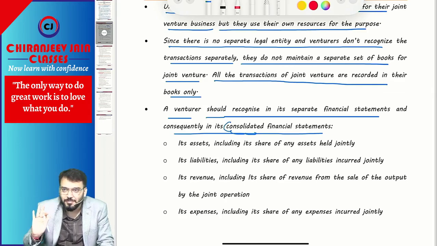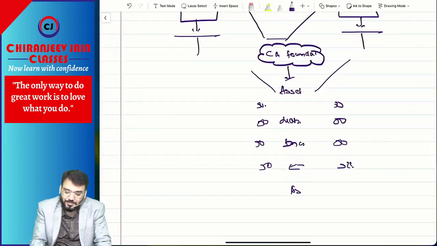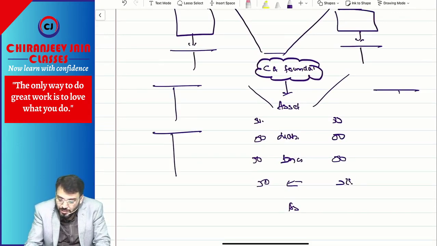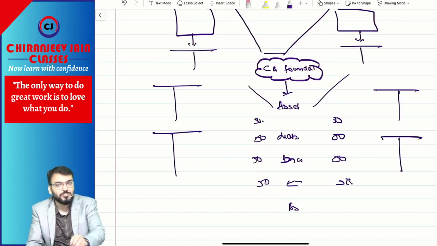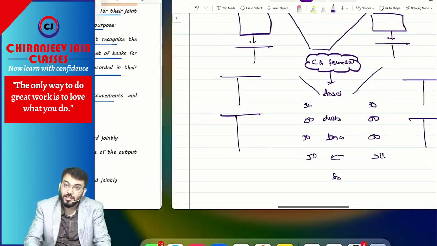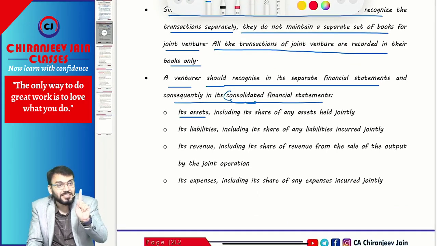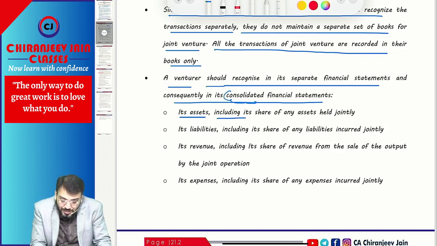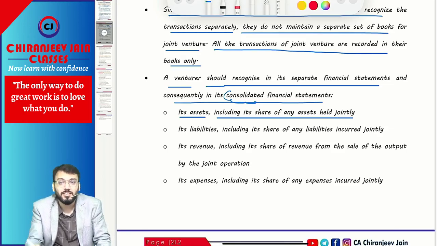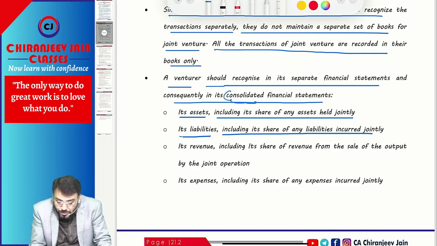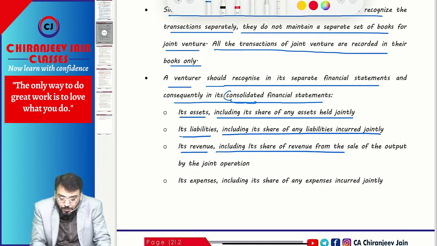In their separate financial statements, CJ sir is preparing a balance sheet and SOPL, and the student sir is also preparing a separate balance sheet and SOPL. So in the separate financial statement, what will come? Its assets, including 50% of jointly held assets. Its liabilities, including his share of any liability incurred jointly. Its revenue, including his revenue from the sale of output by the joint operation.